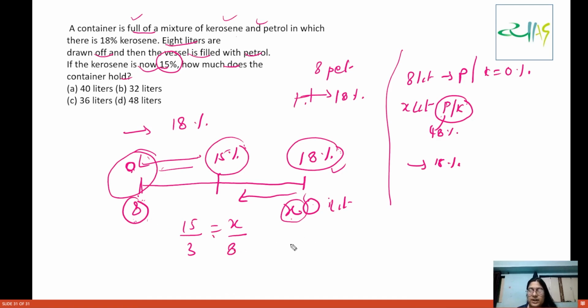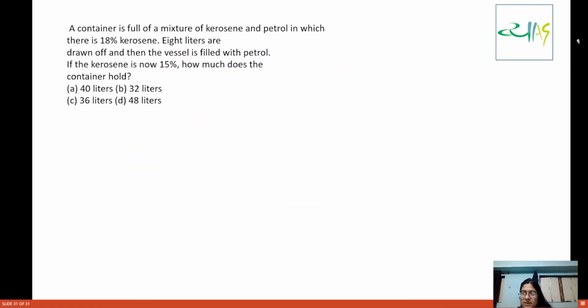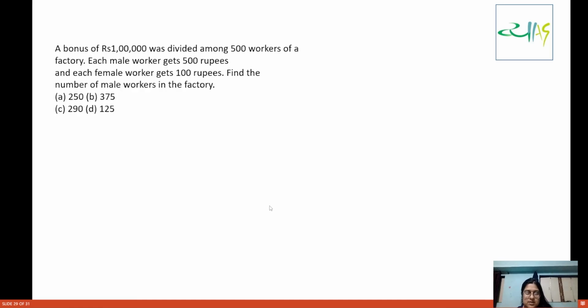So what are you going to have your x as? 15 by 3 into 8. So this becomes 40 liter. So now you have your answer as 40 liter. So even this can be done. Okay, even this can be done in your answers. So I hope everybody is clear with this concept.